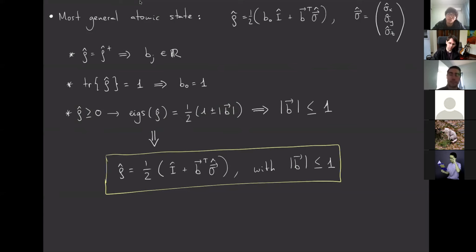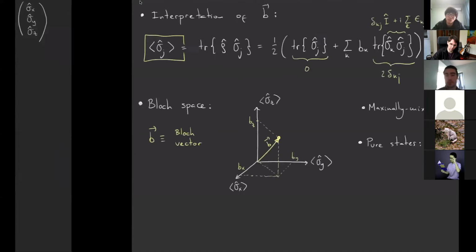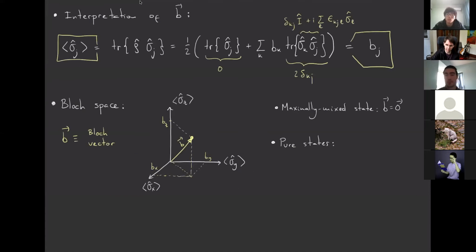But in any case, what's obvious is that in dimension 2, whenever the eigenvalues are 1 and 0, then rho is pure. And when are the eigenvalues 1 and 0? When the magnitude of B is equal to 1. So in other words, pure states are states for which the magnitude of B is equal to 1. So if I give you a B whose absolute value is equal to 1, then you know that this state is a pure state.